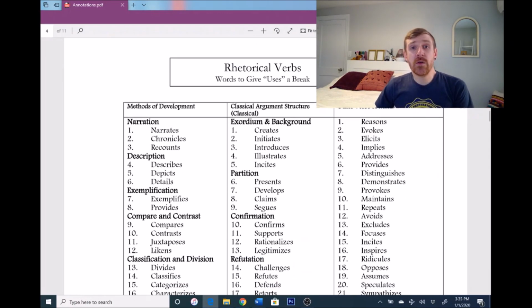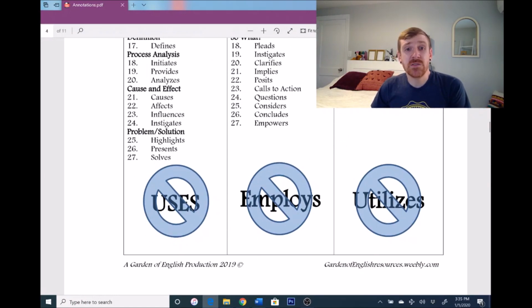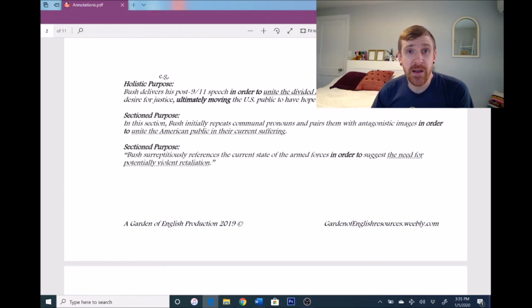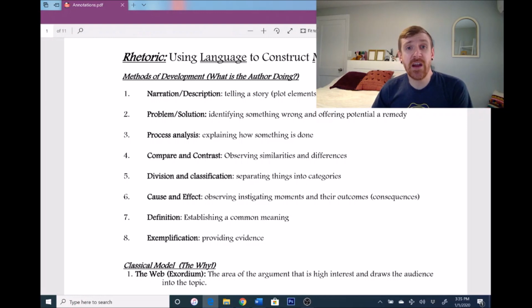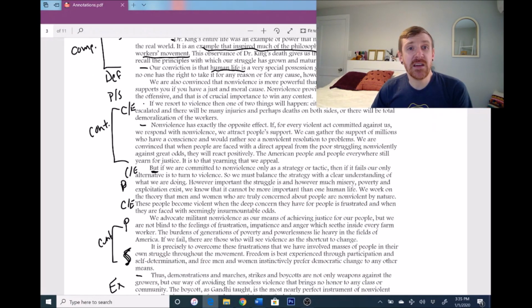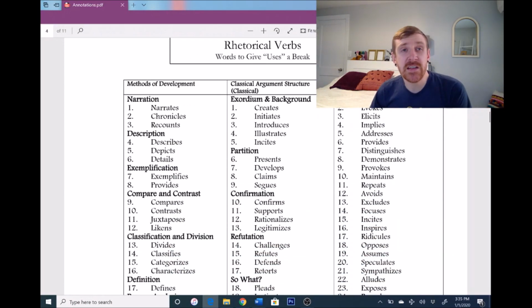And that is, if you look at this list here that says rhetorical verbs. My students are not allowed to use the word uses, employs, or utilizes. And the reason why is because if I go back to my definition of what a rhetorical strategy is, it's going to be what the author is doing. It's anything an author or speaker does to construct meaning. And so now if kids can annotate for these, what I've done is I've created a verb list that has 3 or 4 verbs that kids can memorize that work with the method of development.